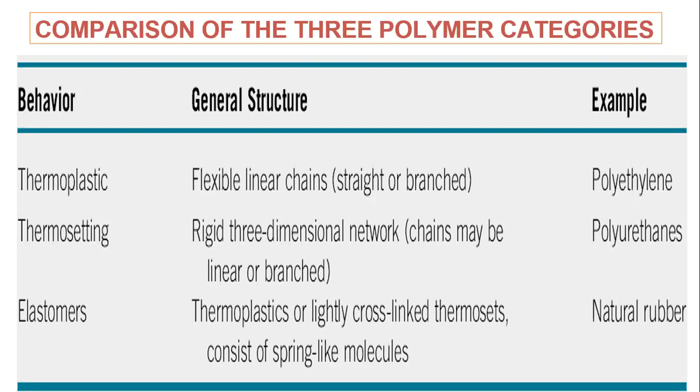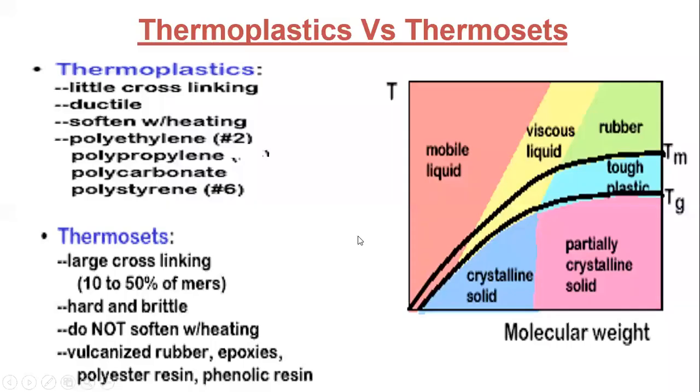So what are the general structure and the best usage example for these three types of polymer matrix resins. Next one is the comparison between the thermosetting plastics and thermoplastics in graphical structure.